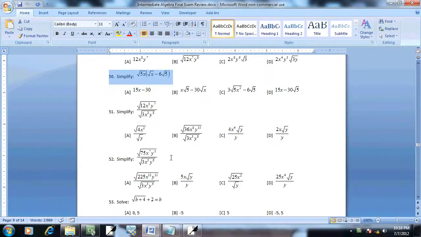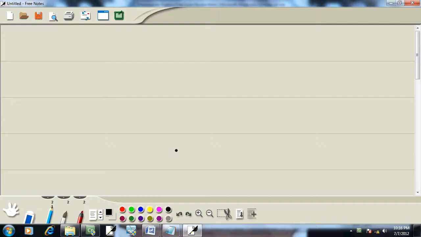Let's take a look at problem number 50. This is more multiplication. I've got square root of 5x times square root of x minus 6 square root of 5.